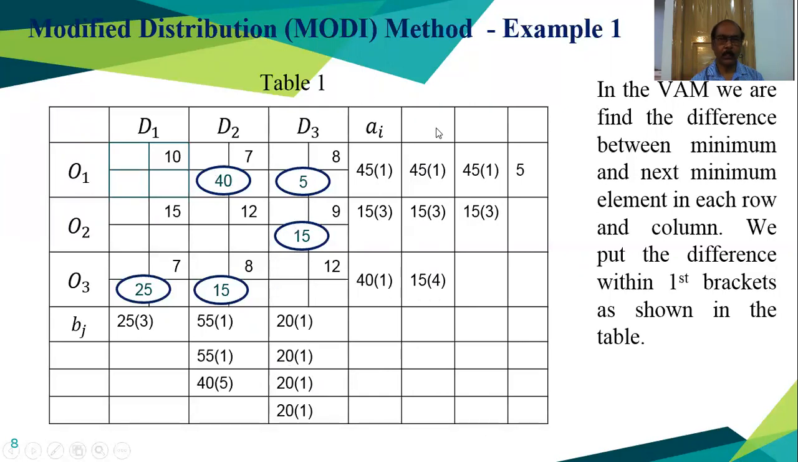In the second penalty cost, in the first we allocated the 15. Then the second penalty cost, 4 is the maximum. Then we are allocating the 15 here. So we can allocate here how much? 15 and 55. That is the 15. So this is blocked.